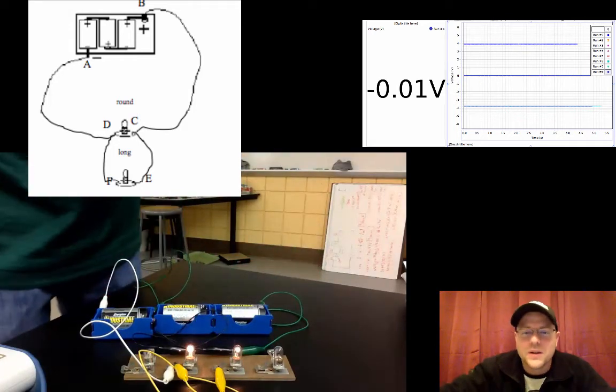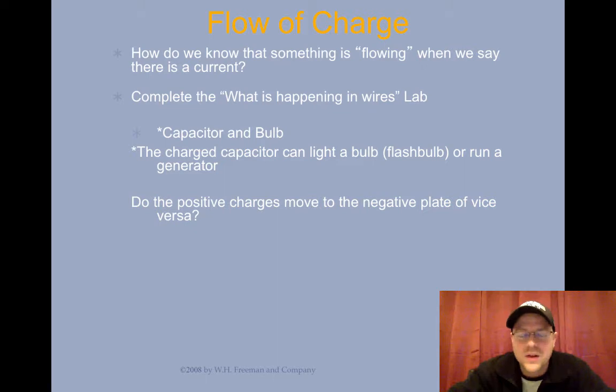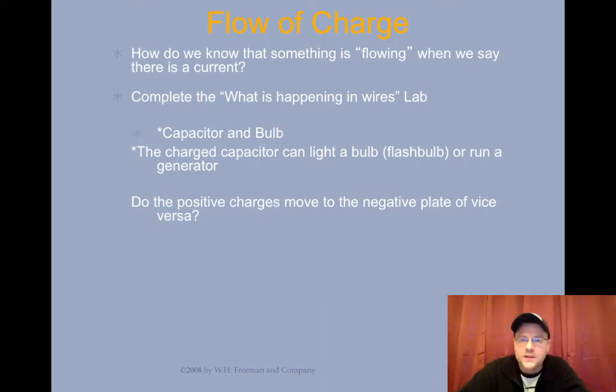So go ahead and complete the rest of your lab packet based on the information you watched there, and let's talk about what we're seeing and what is happening in wires. What we got out of the what is happening in wires lab is this idea that potential differences are created when there's an electric field, and electric fields push charges from high to low volts.